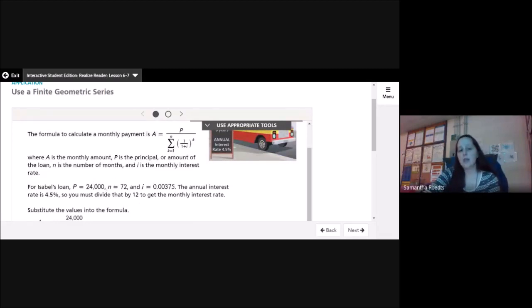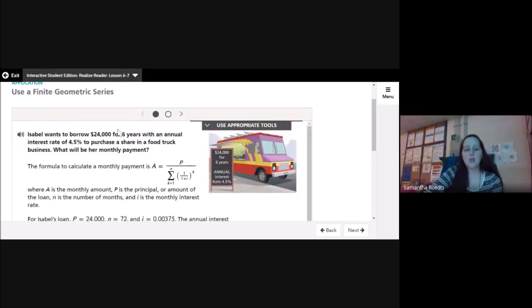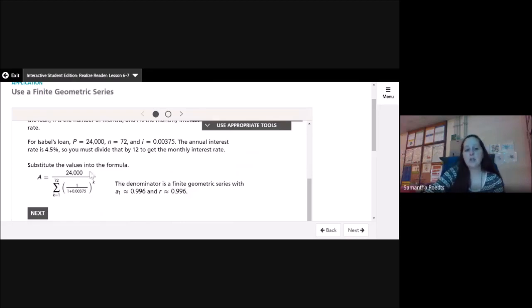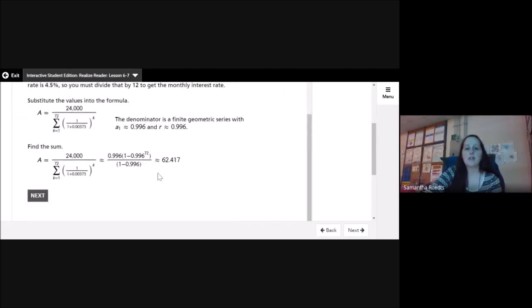For Isabel's loan, P equals 24,000, n equals 72, i equals 0.00375. The annual interest rate is 4.5%, so you must divide that by 12 to get the monthly interest rate. And n equals 72 because it was 6 years, and I want to figure out per month. So 6 times 12 gives me the 72. Okay. I substitute the values into the formula, and I see the denominator is a finite geometric series with a sub 1 approximately 0.996 and r approximately 0.996. So I find the sum.